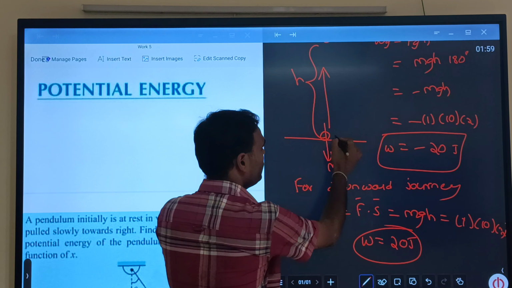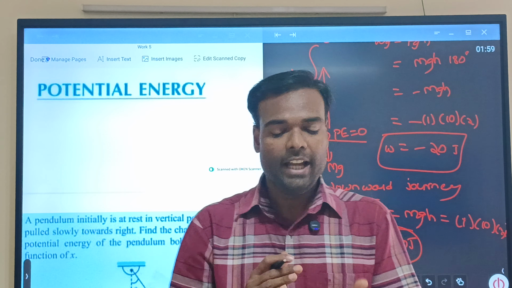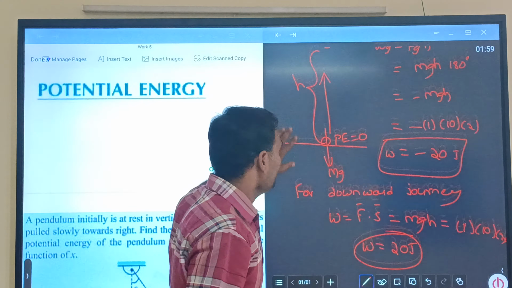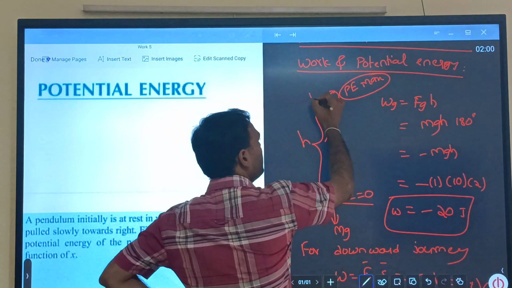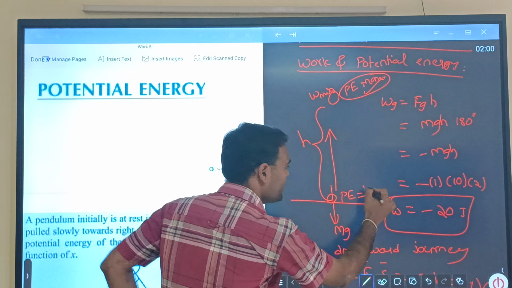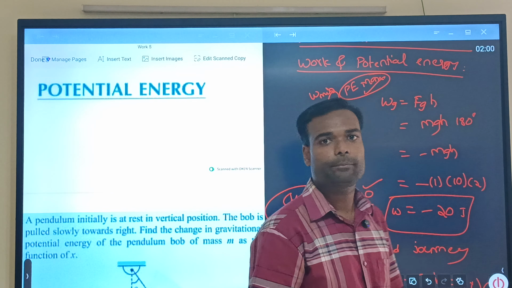And again I am saying here potential energy is equal to 0, and work done is maximum. And again I am saying here work done is minimum, potential energy is maximum. Here potential energy is minimum and work done is positive, that means maximum.